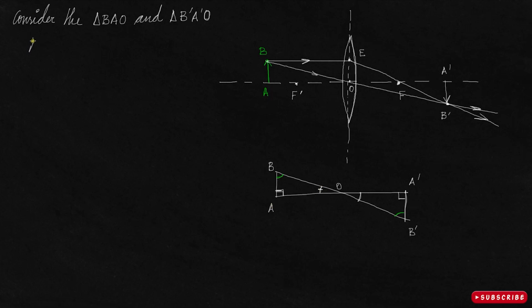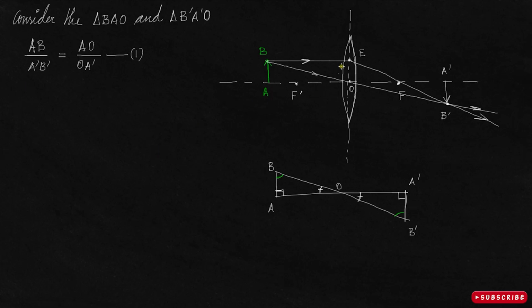Now the side opposite to this angle is AB. So we have AB divided by, this angle is equal to this angle, so the side opposite to this angle is A dash B dash, is equal to, now take this angle. The side opposite to this angle is AO, AO divided by the side opposite to this angle, which is OA dash. Clear? Let me put that as equation number 1.